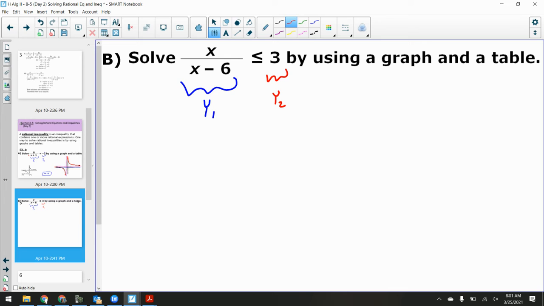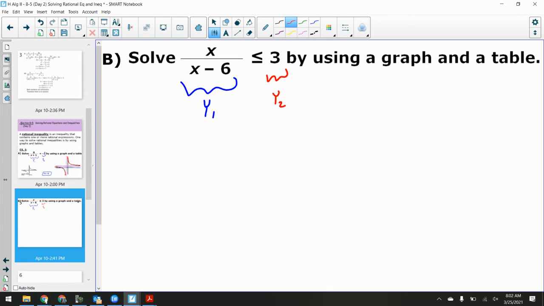But again, before you hit enter, before you graph it, visualize what should happen. Let's talk about my right side, my y2. Isn't that just a horizontal line at 3? Okay, so I should see a horizontal line at 3. And on the other side of my inequality, I see x over x minus 6. Well, let's analyze. Where's my vertical asymptote of that rational function on the left side? 6. Right? That's where it's undefined, at x equals 6.